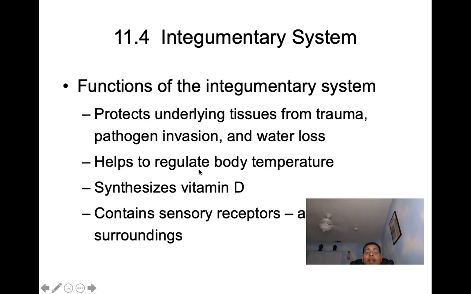It also helps to regulate body temperature. We said it's involved with synthesizing vitamin D to its active form. And it contains lots of sensory receptors that are going to allow us to be aware of our surroundings.